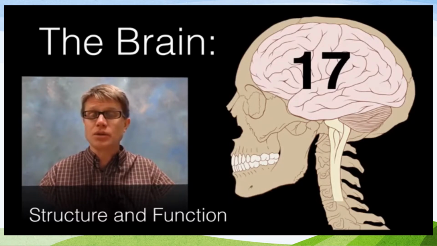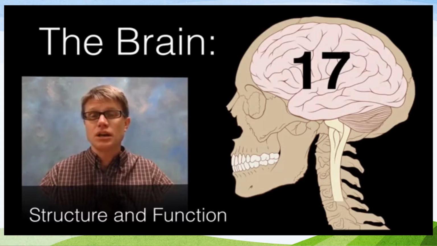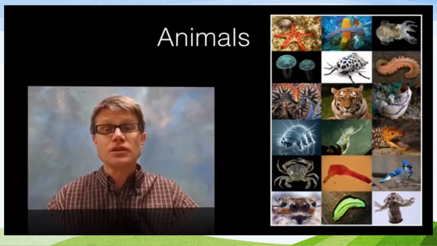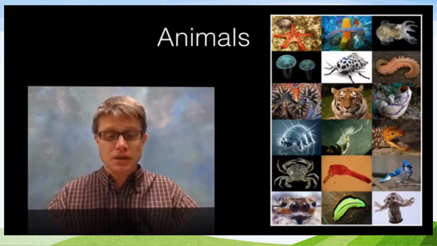And if you do a good job when we get to the end and I review all the parts, you should be able to tell me what their structure is and what their function is. And so what type of organisms have brains? It's the animals. Animals use nerves, they have muscles to move around, and so they have to organize that movement. And so they use a brain.